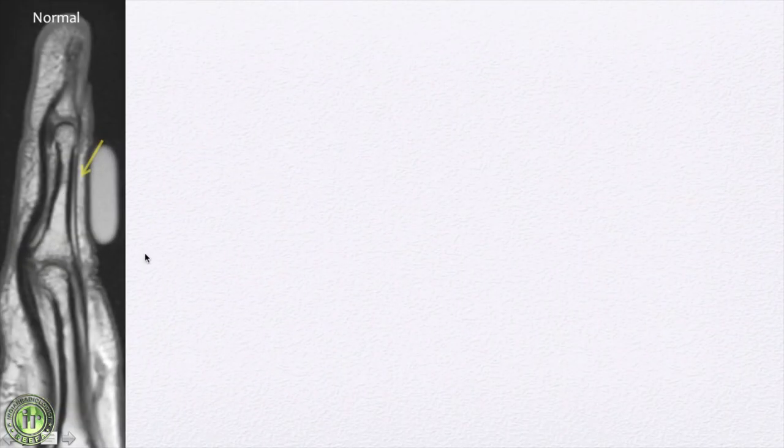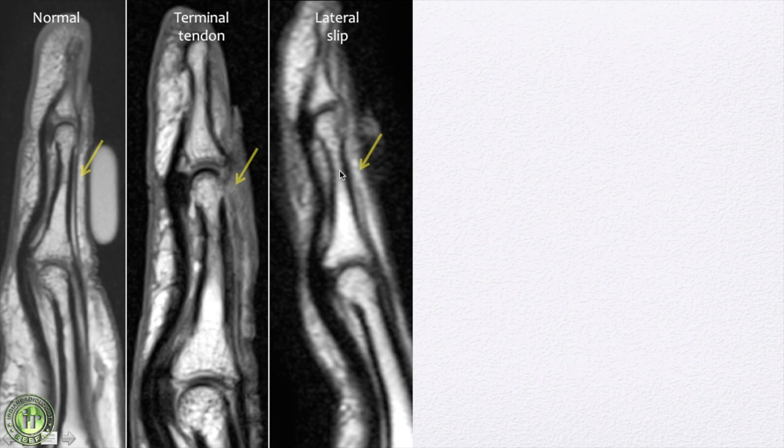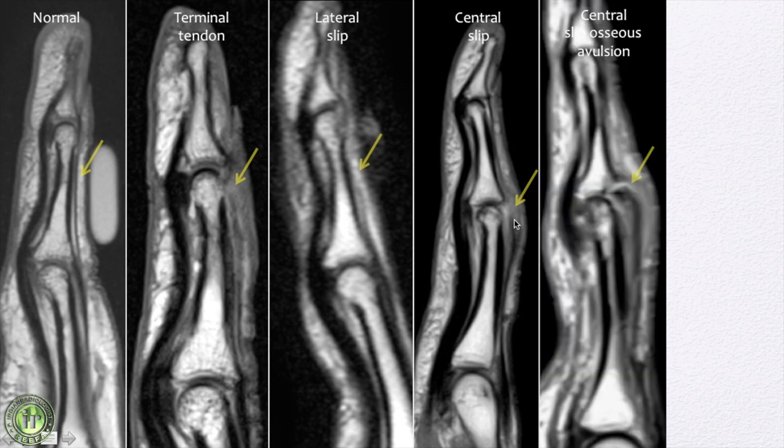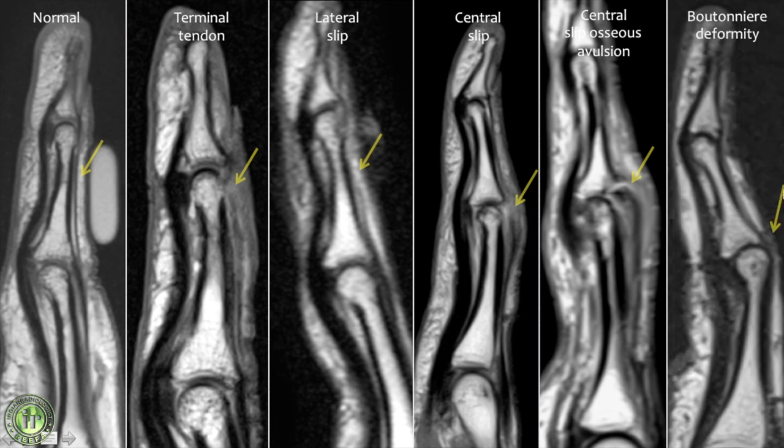Now, we look at the entire spectrum of extensor tendon injuries. So this is your normal extensor tendon, the normal distal attachment, the lateral slips and the normal central slip attachment. Now this patient has a distal terminal tendon injury. This one has a lateral slip injury, but you can see the terminal attachment very nicely. In this one you can see the lateral slips and the terminal attachment is good, but the central slip is torn. Here there is an osseous avulsion at the central slip attachment. And this patient has now started to develop a Boutonniere deformity.